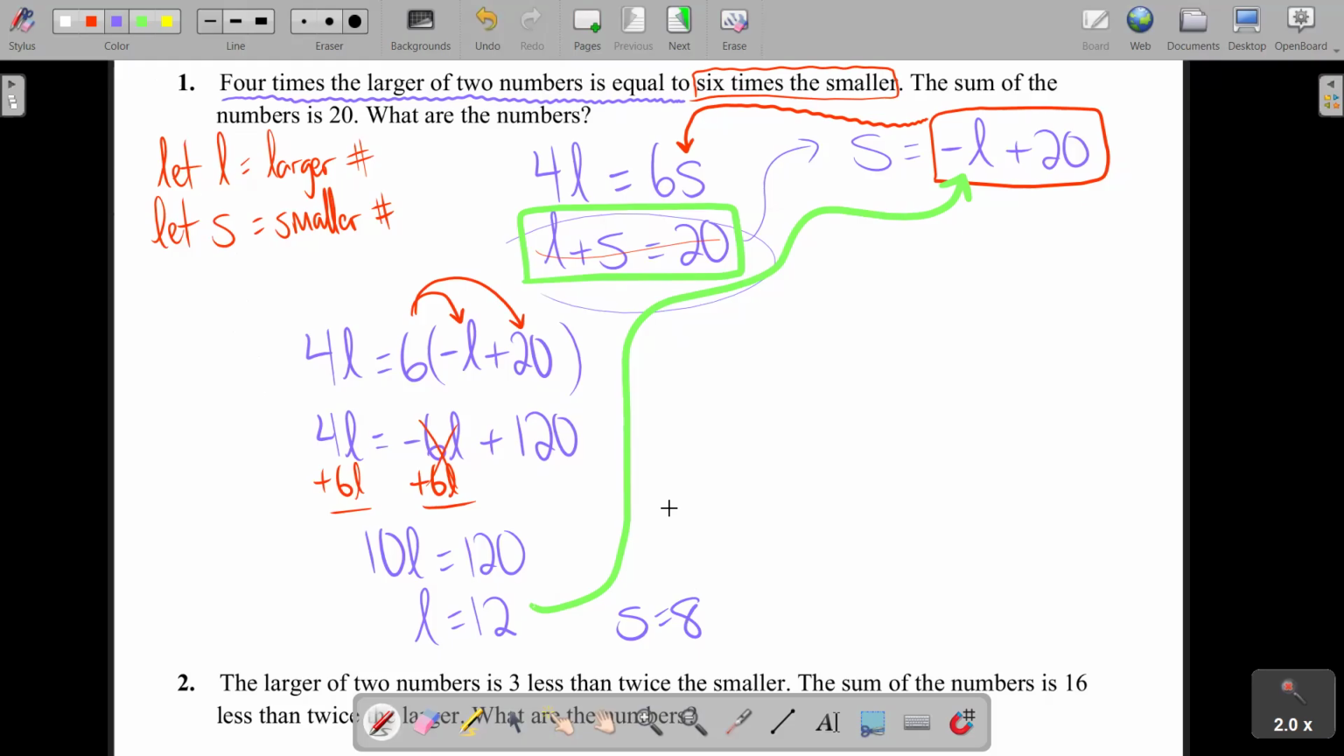Okay. So step 3 is done. We go back to step 4 now and just say, what did the question want me to do? And the question said, what are the numbers? Kind of familiar, kind of like yesterday. So we're just going to make a sentence and say, the numbers are 8 and 12, or 12 and 8. It doesn't matter. Good. Okay.